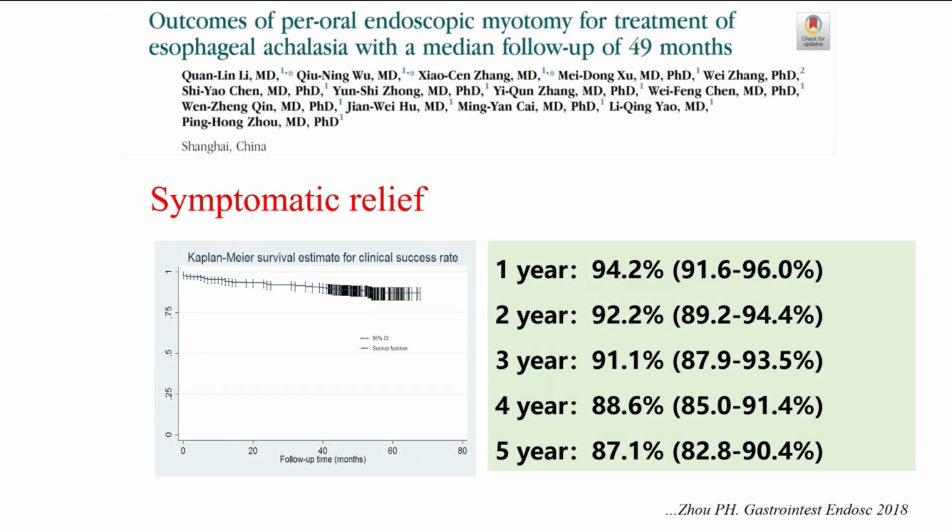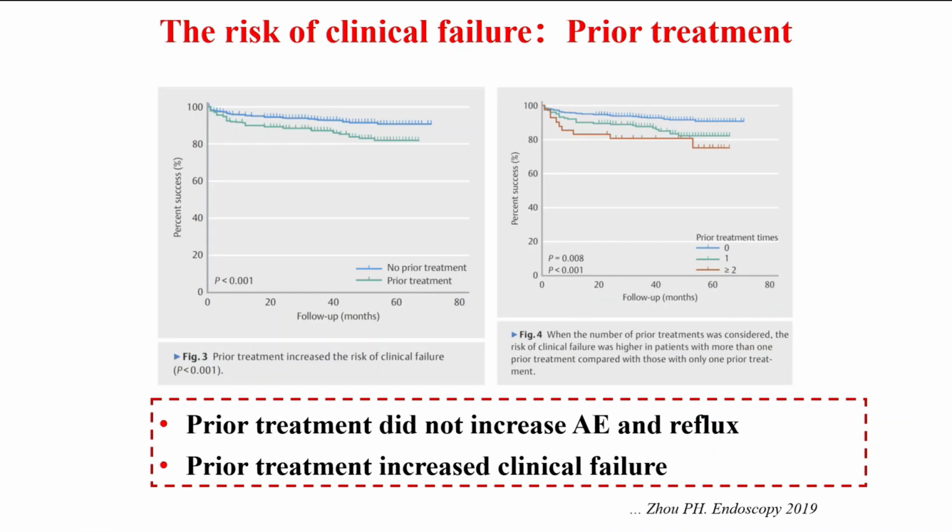So how about the long-term outcomes of POEM for achalasia? From our data, the symptomatic relief at 1 year was about 94%. As time goes on, at 5 years out, symptom relief was about 7%. I think the risk of clinical failure is prior treatment. Prior treatment means the patient once had balloon dilation, stent dilation, Botox injection, and so on. Prior treatment did not increase adverse events and reflux, but prior treatment increased clinical failure.